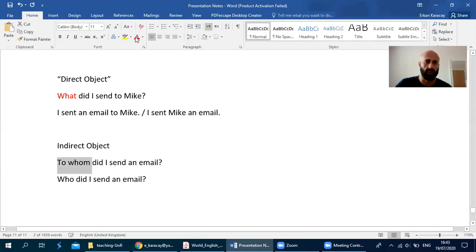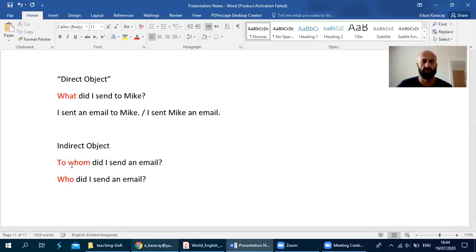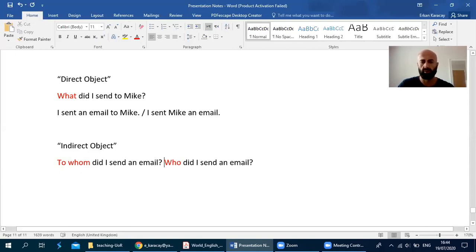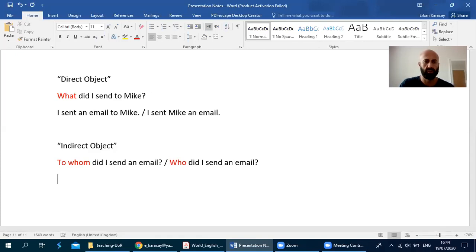So the indirect object answers the question of who or to whom. And this is it about this grammar. It's either I, you, we, he, she, it doesn't really matter. It's the same structure you have to use for the indirect object. So the answer will be, sorry, let me give you the answer: I sent an email to Mike. I sent Mike an email.